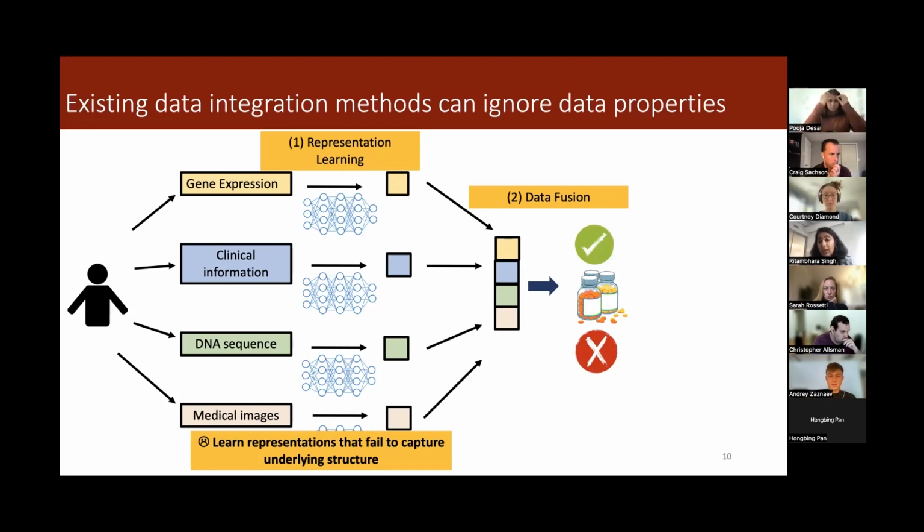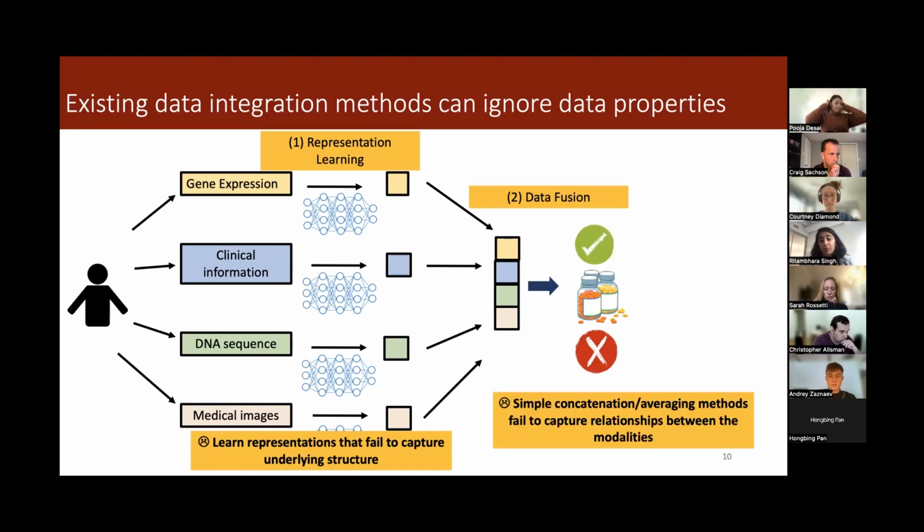And then the second issue comes at the data fusion step, where you can imagine if you're just doing a simple concatenation or averaging, you are losing a lot of information about the explicit interactions that may exist between the different modalities. For example, maybe the interaction between the modality of gene expression and DNA sequence is more important for a particular prediction than that between clinical information and gene expression. And if we are not explicitly modeling these relationships, the model will miss this information.